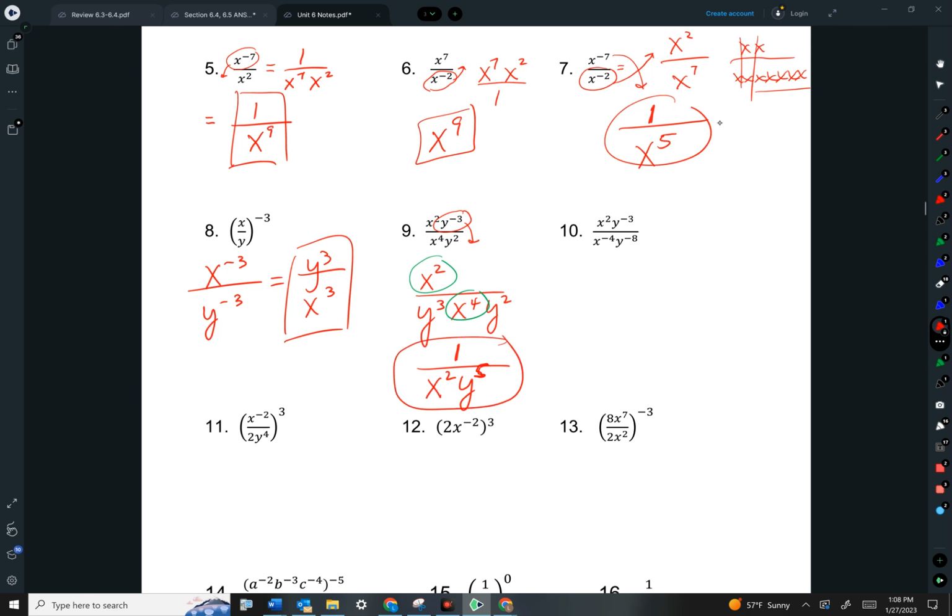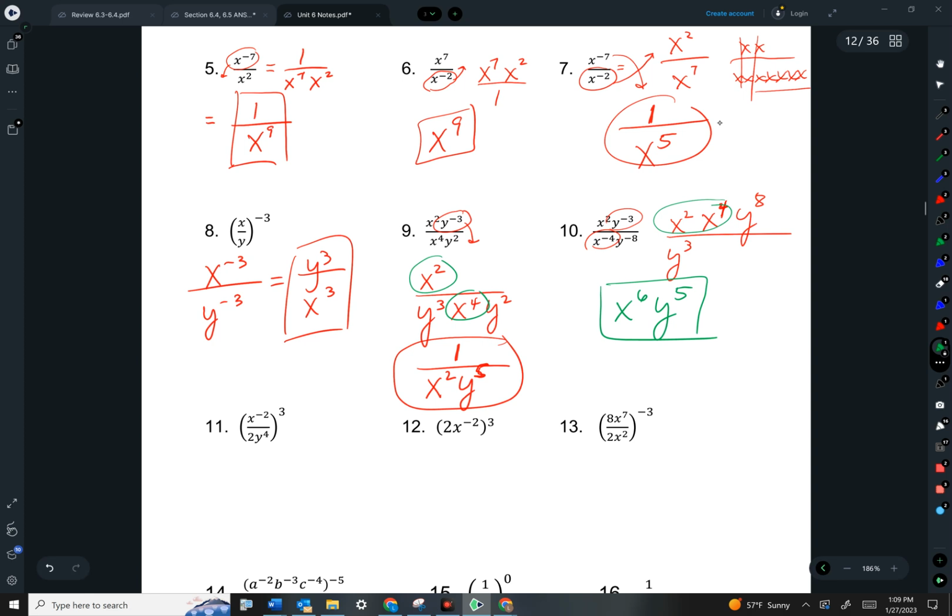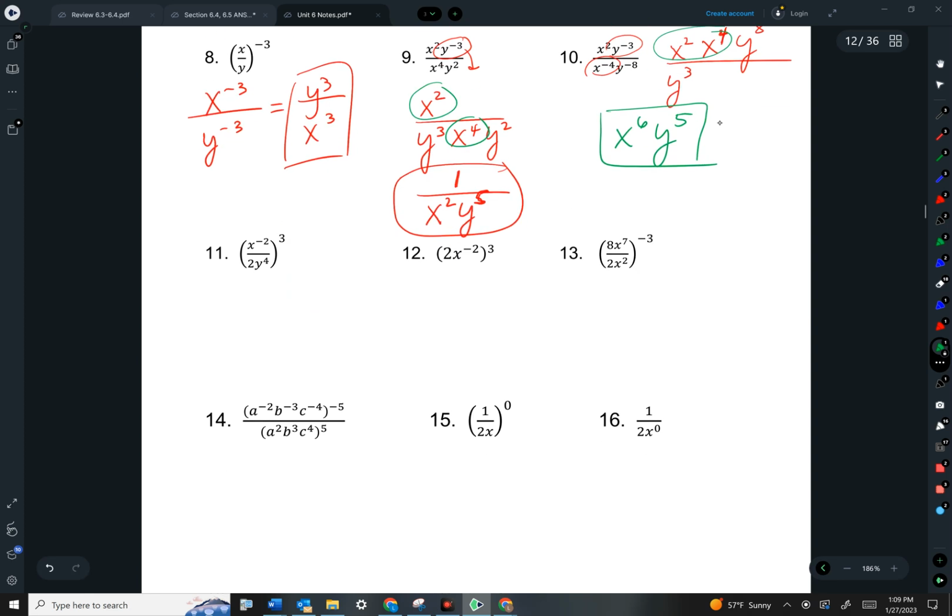Okay, so on number 10, I'm going to leave the x squared on top because that was a positive. I'm going to move that y to the negative 3 to the bottom, so it becomes y to the positive 3. I'm going to move the x to the negative 4 to the top, so it becomes a positive 4. And I'll move the y to the negative 8, so it becomes a positive 8. So now let's do one letter at a time. If I combine my x's, that's going to be x to the 6th. And then for the y's, if I subtract my exponents, I'm going to have y to the 5th. And it's going to go on top. And in this case, since there's nothing on the bottom, I can just leave it x to the 6th, y to the 5th.